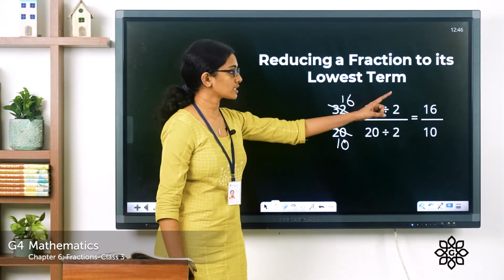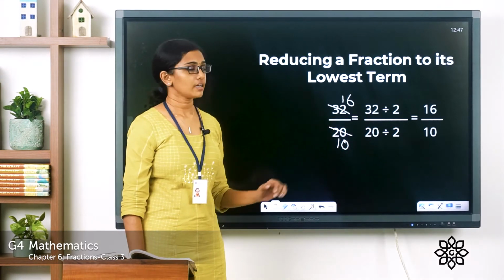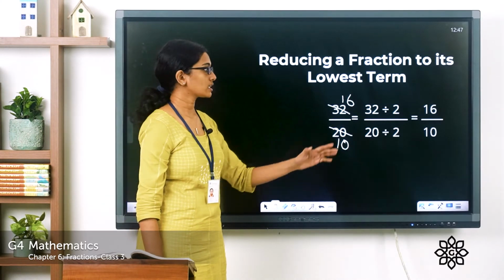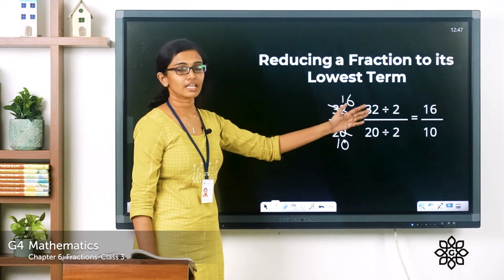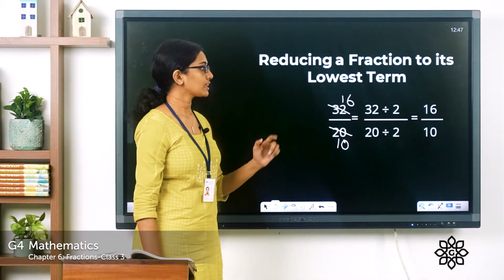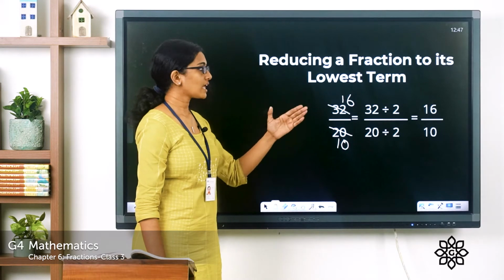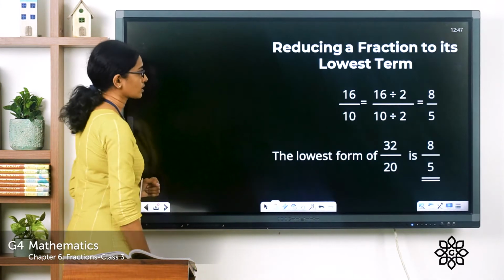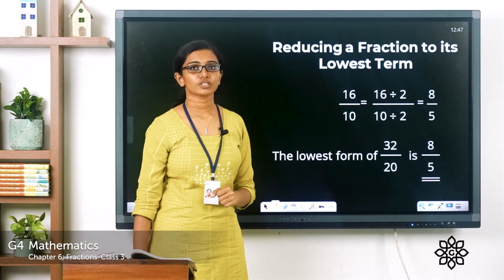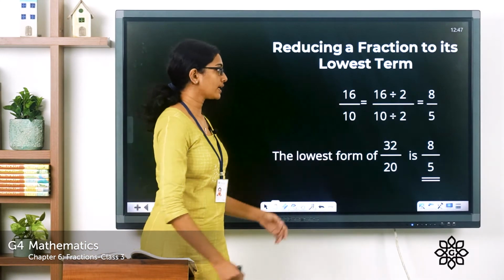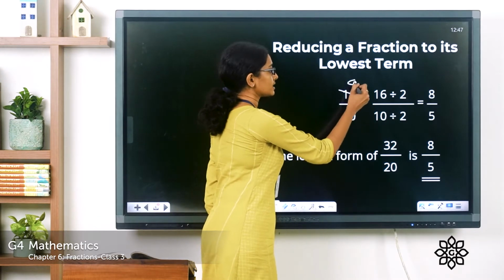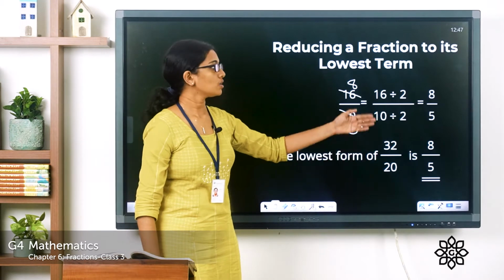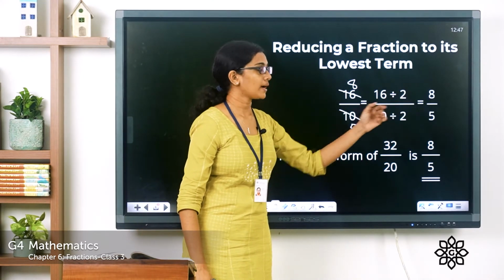Now we got the fraction 16 by 10. And do you see any common factors for these two numbers other than 1? Yes, other than 1, these two numbers, the numerator and the denominator, have the factor 2. So shall we divide this again with the number 2? So again dividing this 16 and 10 by 2. What do we get? 16 divided by 2 is 8 and 10 divided by 2 is equal to 5. So what is our fraction now? Our fraction is now 8 by 5.